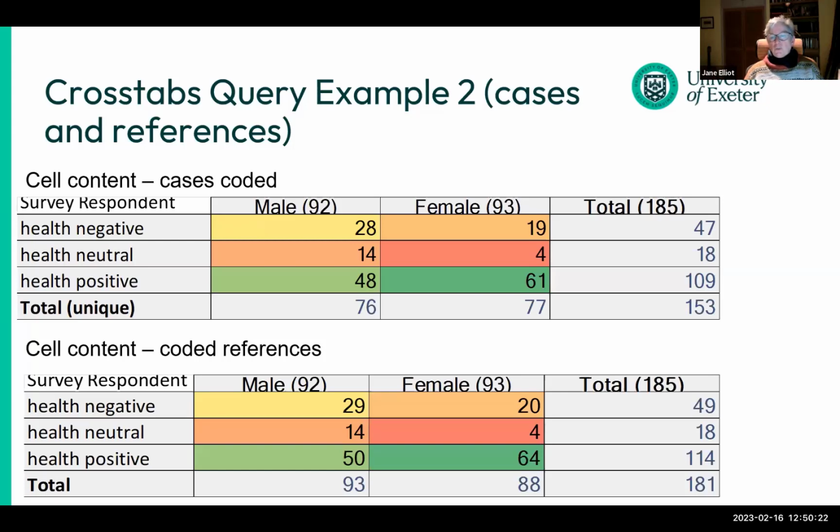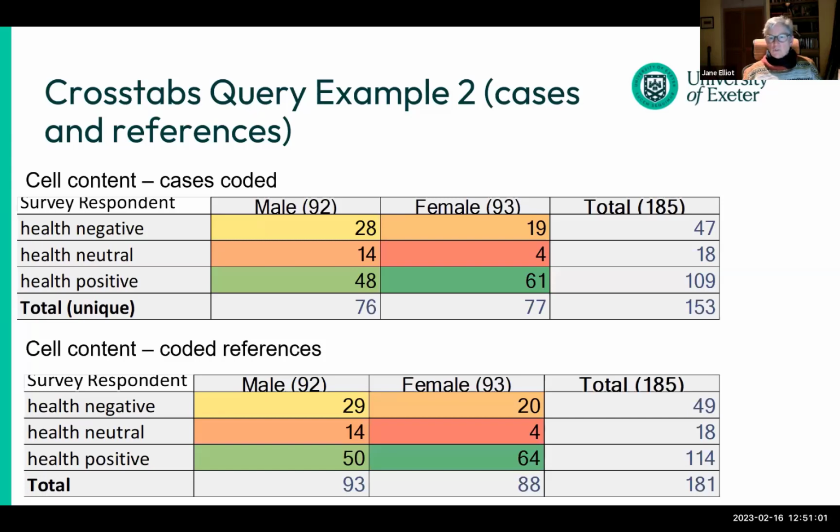Now that's where we're using as our unit of analysis the actual person, the respondent, but underneath it, I've done the analysis in a slightly different way. I've just changed this in NVivo. It was a simple right click and then selecting that the cell content I wanted was coded references. As we would predict, you can see our total number of codes has gone up from 153 to 181. And in almost all the cells, we've got just one or two more. I'm hoping this illustrates the difference between references and cases.